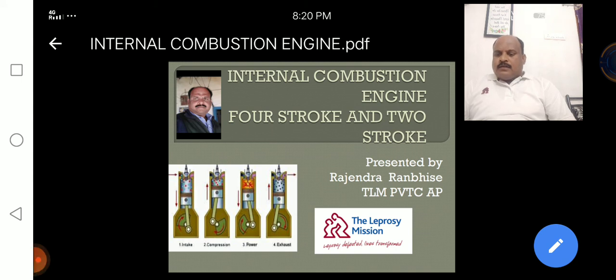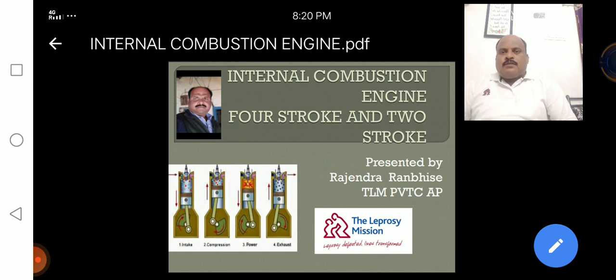My name is Rajendra, and my today's topic is about IC engine. IC engine means the long form of IC. I means internal, and C means combustion. So today our topic is internal combustion engine.